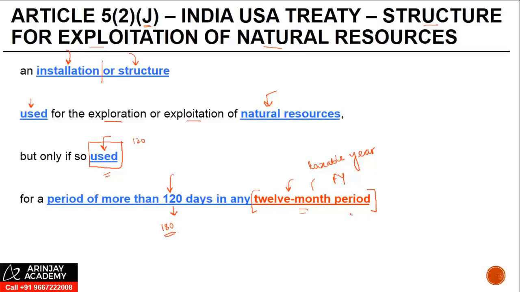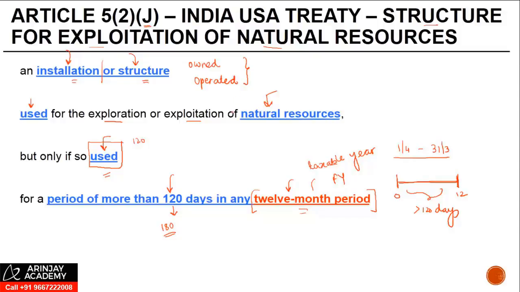So what you need to see is, for any continuous period of 12 months, from 0 to 12 months, even though it may not necessarily be the taxable year from 1st April to 31st March as it is in India, does for any 12-month period, the use is for a period of more than 120 days. If so, it will amount to a PE. Now, when we talk about the installation or structure, this installation or structure should actually be either owned or operated by the foreign company for whom you want to create a PE. If it is neither owned nor operated by them, then this period is not to be considered, right? In certain cases, you may also find that it is not only the period of use, but if a person is providing certain supervisory activities for exploitation of natural resources, even that is to be considered.